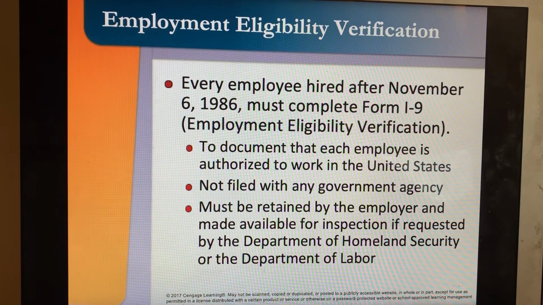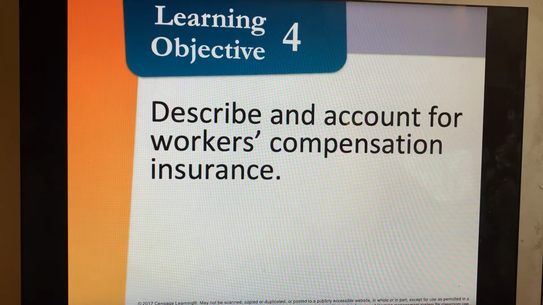Employee eligibility verification. Every employee hired after November 6, 1986 must complete Form I-9 to document that each employee is authorized to work in the United States. It is not filed with any government agency, must be retained by the employer and made available for inspection if requested by the Department of Homeland Security or the Department of Labor.